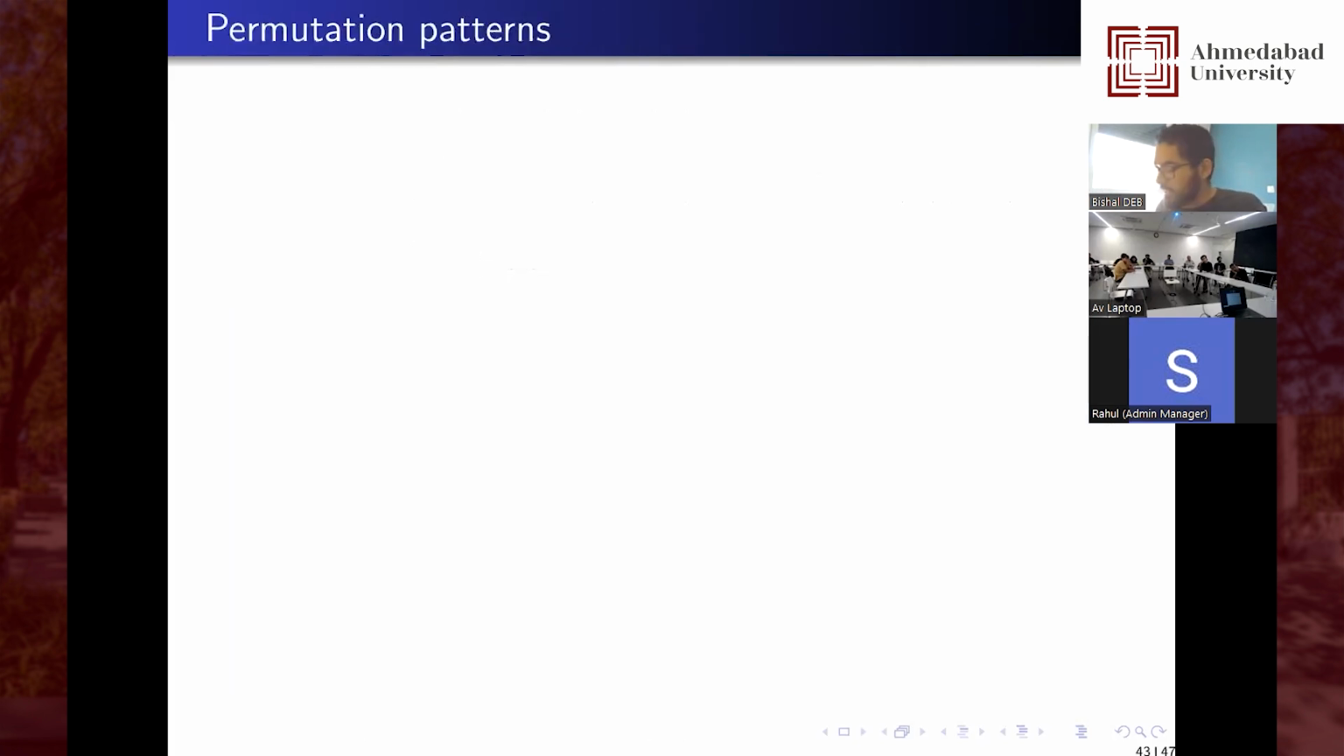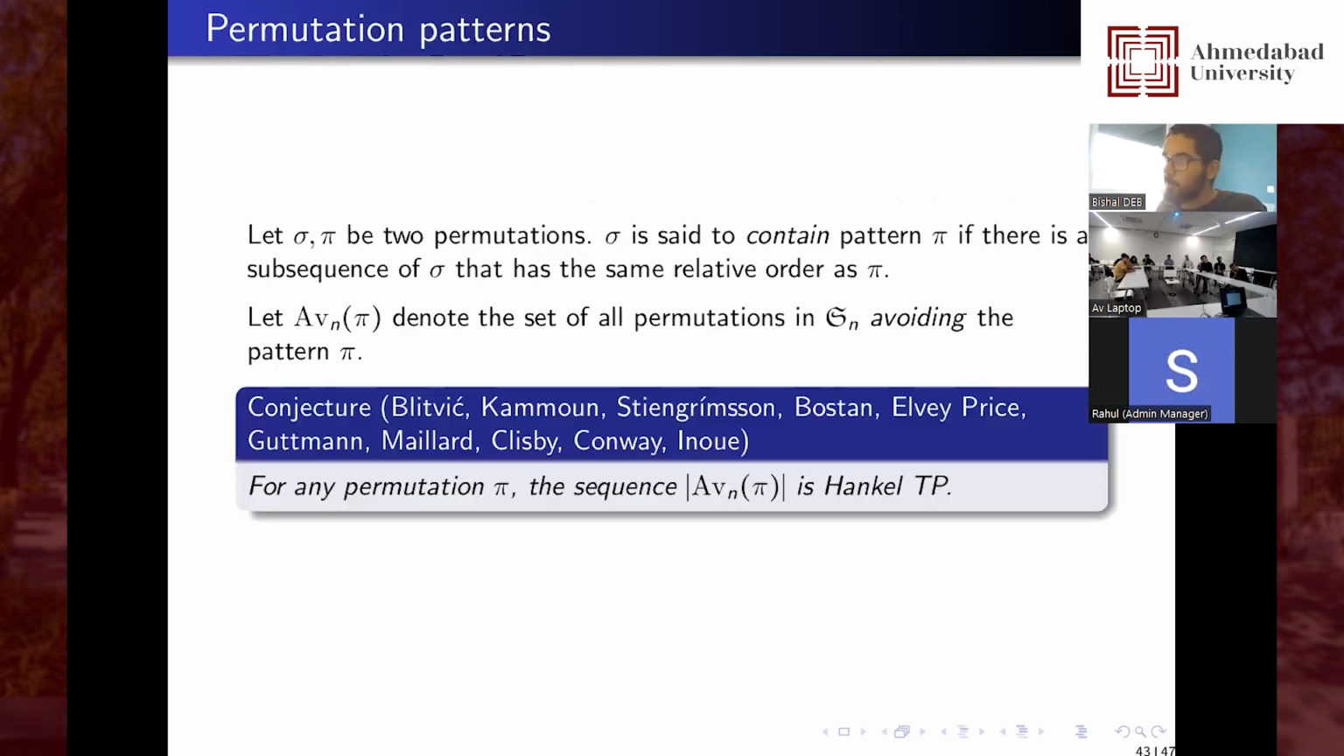Let me mention another conjecture. Some of you may have seen permutation patterns before. Let sigma and pi be two permutations, and we say that the permutation sigma contains pi if there is a subsequence of sigma that has the same relative order as pi. And Av_n(pi) denotes the set of all permutations of length n which avoid that pattern. So what I mean is I do not want a subsequence inside my sigma that looks like pi.